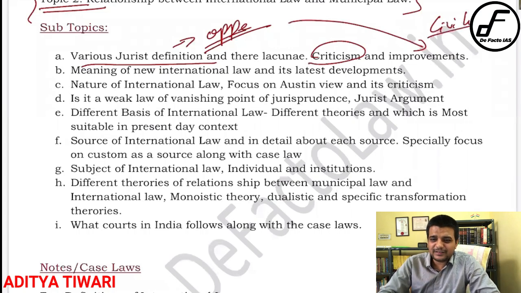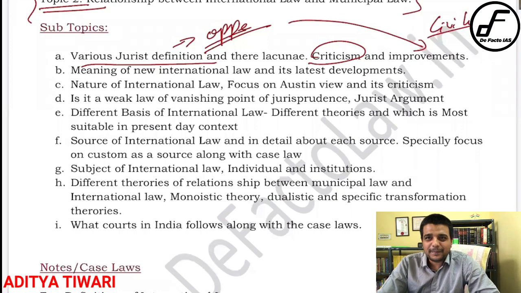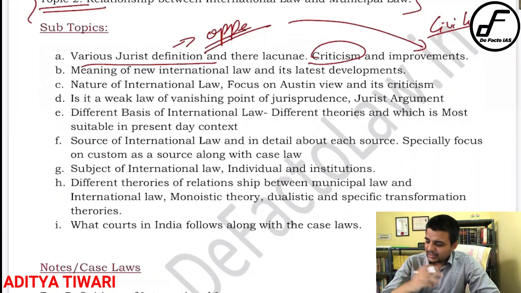Because the word civilized is very generic in nature, right? How is it very generic in nature? Because the Western world thinks that they are the only ones who are civilized and everyone else is uncivilized. So in that respect, the meaning of civilized was criticized. Understood that particular point? Okay. Similarly, there are multiple other jurists as well.